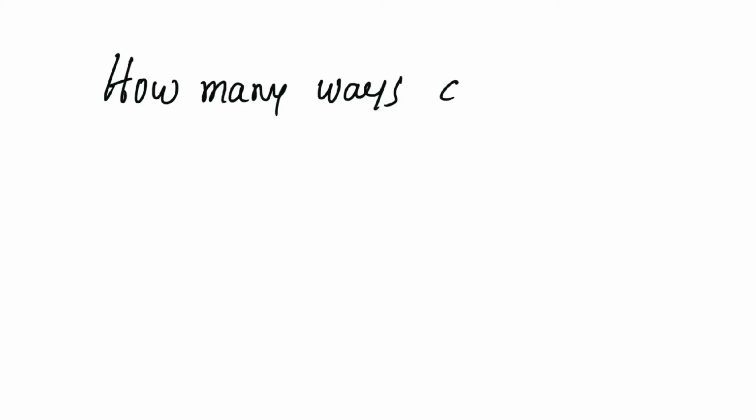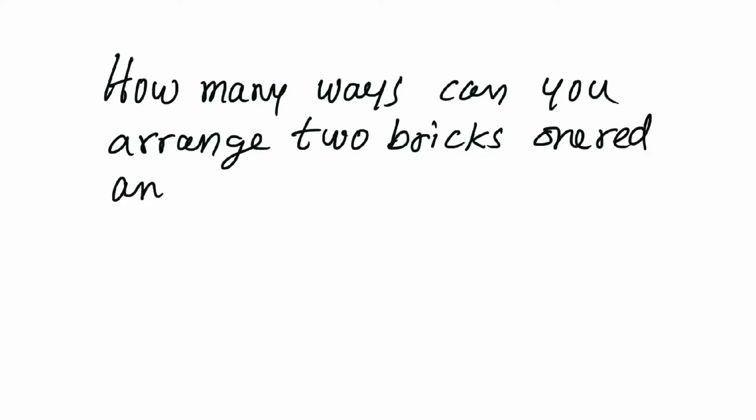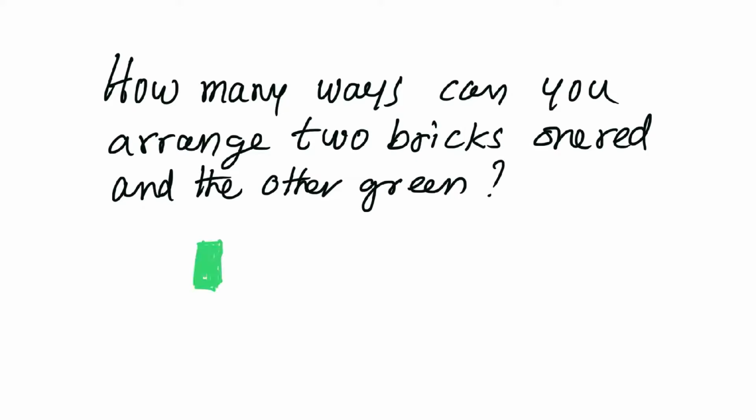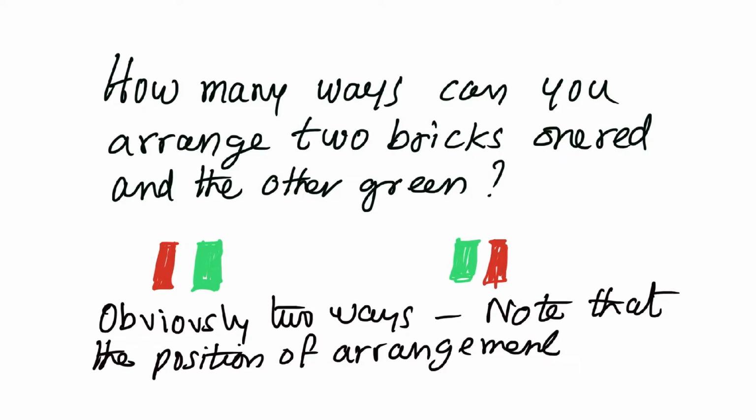So how many ways can you arrange two bricks, one which is colored red and the other green? Basically two ways, and you can easily see that we are keeping one in front of the other. It's two patterns. And what if we are dealing with three bricks?